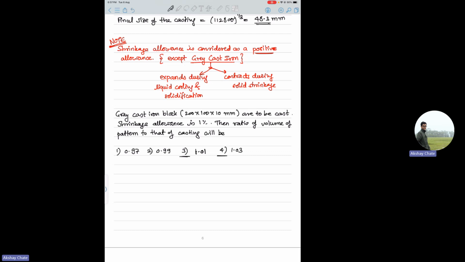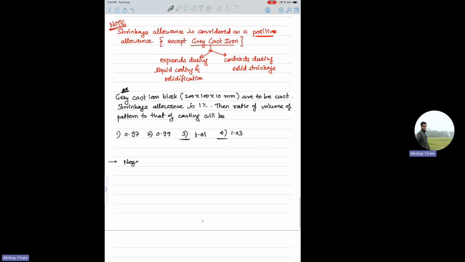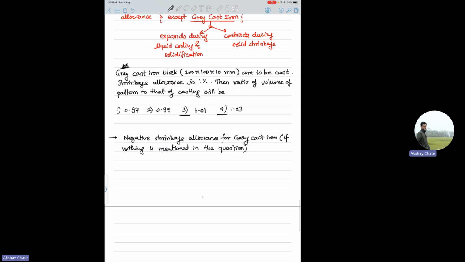But the trick was this: they mentioned grey cast iron, and you have to consider negative shrinkage allowance for grey cast iron if nothing is mentioned in the question. That is the trick, and I think they have asked this question like 2-3 times, not in GATE, maybe in some other competitive exams also. So here you have to make a pattern which is smaller, because grey cast iron in general expands during the solidification process.